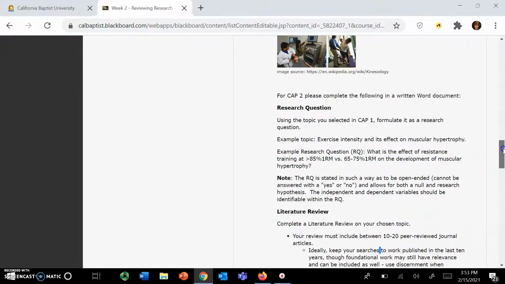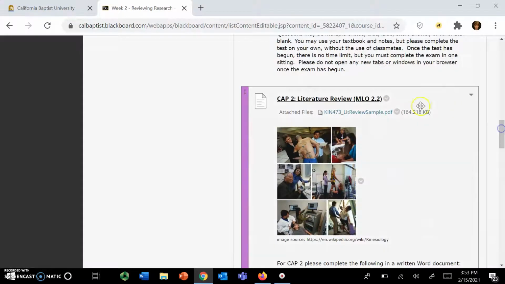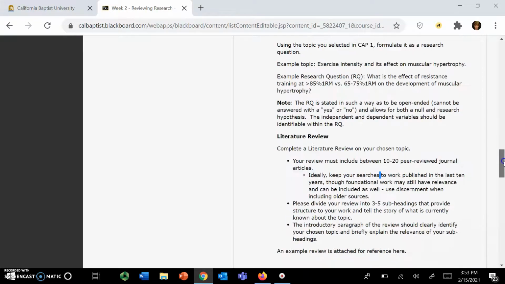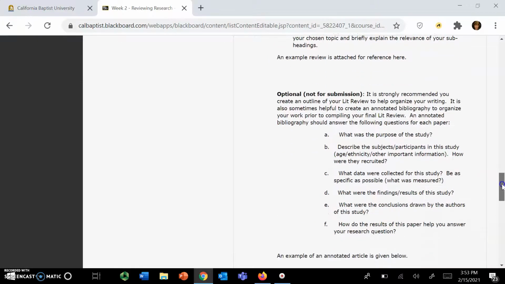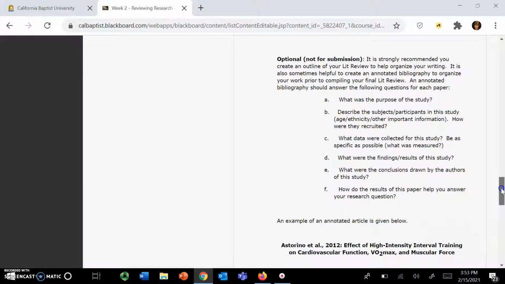There is an example attached here, a sample of a literature review, and I recommend that you actually review that just to get the idea of what I would be looking for this assignment. It's optional, it's not for submission, but I would highly encourage you to provide an outline for your literature review. This will help you in the organization of the paper, and again, it will just be a good way for you to be able to present your paper in an organized, logical narrative.